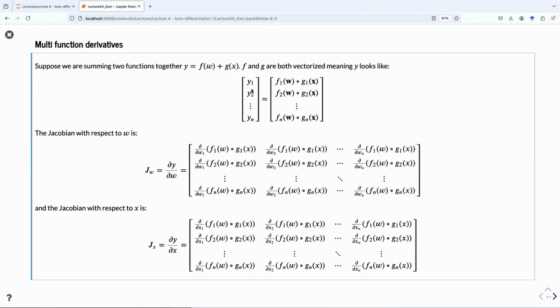Well, y is equal to f, some combination of g. I'm using this circle as just a blank symbol. It could be plus, multiply, minus, any of those element-wise functions. So the Jacobian with respect to w would be pretty straightforward. It would be the combination of each of those functions with respect to w1, w2, wn, for each of those functions in the vector. The Jacobian with respect to x would be the same thing, except with respect to x1, x2, x3, xn.